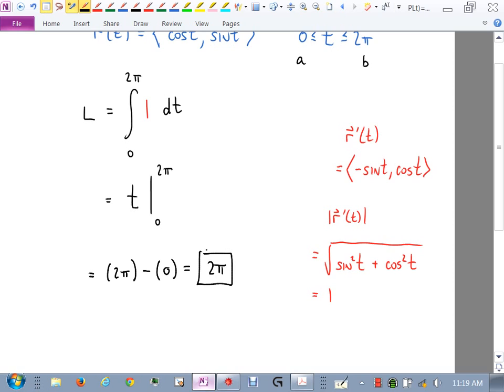Number 3. If R of t represents the position of a particle at time t, so I give you a position function, right? If the particle starts at the point 0, 0, 0 and moves a distance of 4 units along the curve, then where is it now? So in that problem, I'm saying it moves a distance of 4 units, right? So if I imagine you have here, I don't have any cords in here. Oh, yeah.